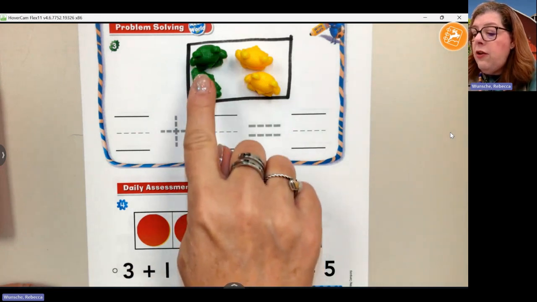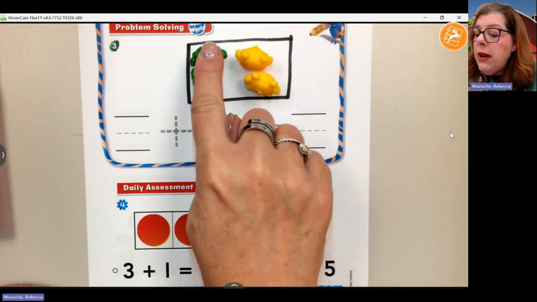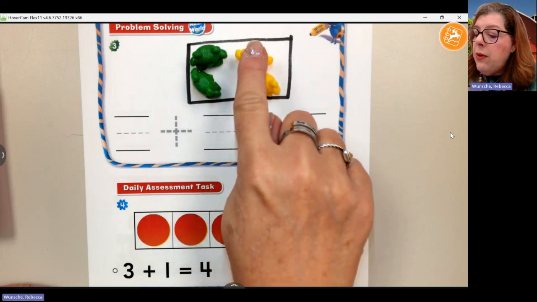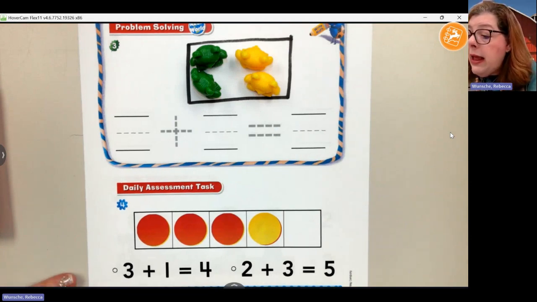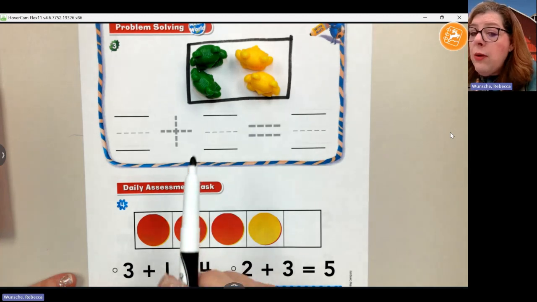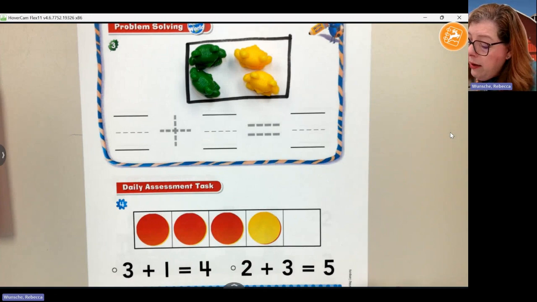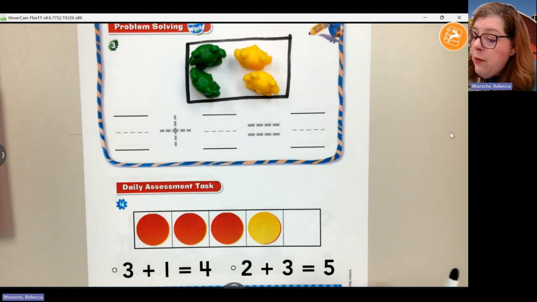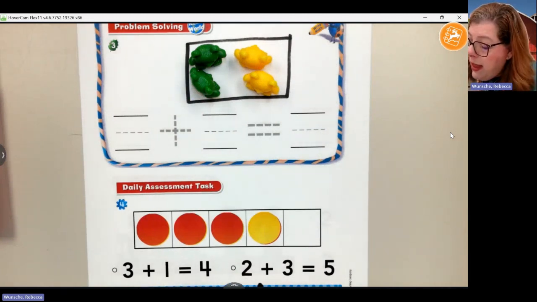Well, if we had 2 and we added 2 more, then we would have 1, 2, 3, 4 sheep now in our pen. So our number got bigger. Our number became larger as we put more into our pen. So what we did was joining. These sheep joined the sheep that were already in my pen.